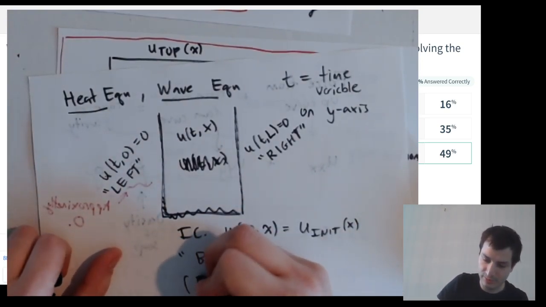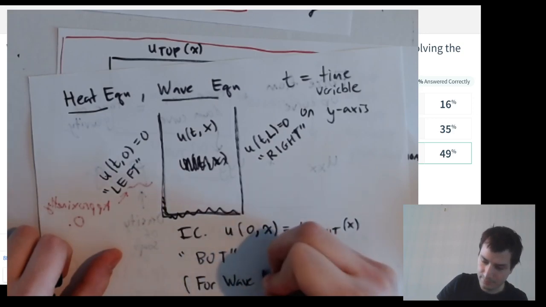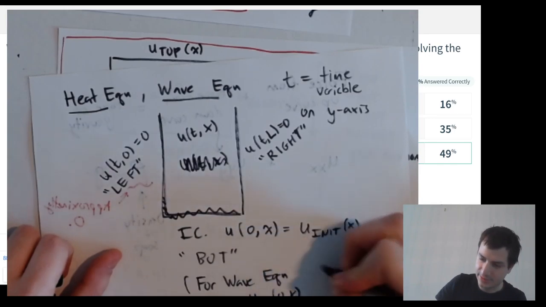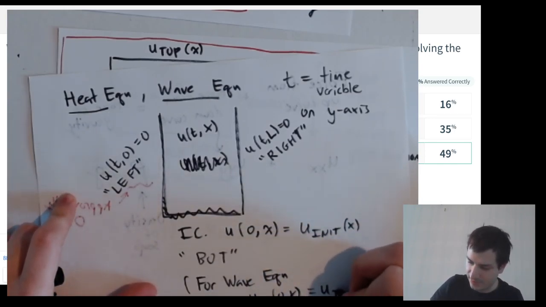So for the wave equation, you also have u_t at 0 and x. This is the initial velocity.